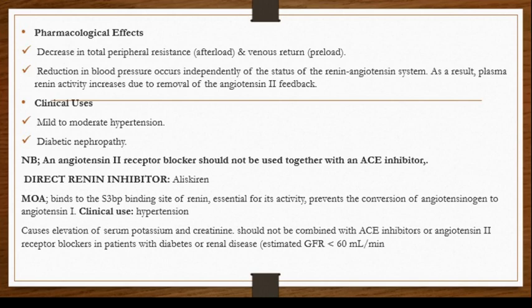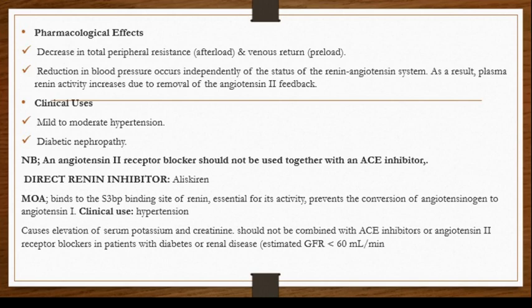So the common drug that we have under direct renin inhibitors is aliskiren. Very, very important drug to use, and we use it basically for the treatment of hypertension. And it is important for us to note that it causes elevation in the serum potassium as well as creatinine level, and should not be combined with an ACE inhibitor or angiotensin 2 receptor blocker in patients with diabetes, purposely because of the renal problems associated with it.